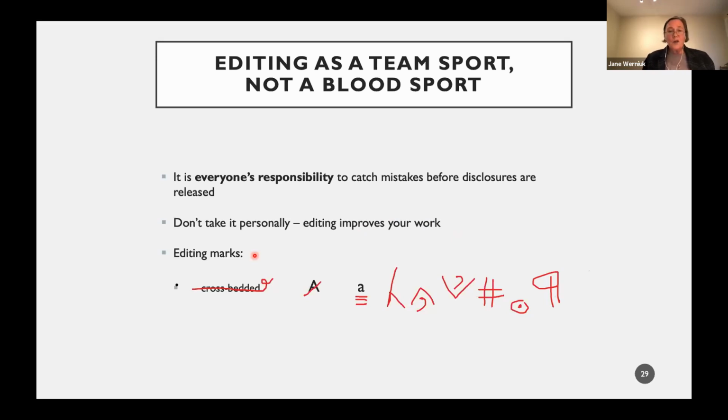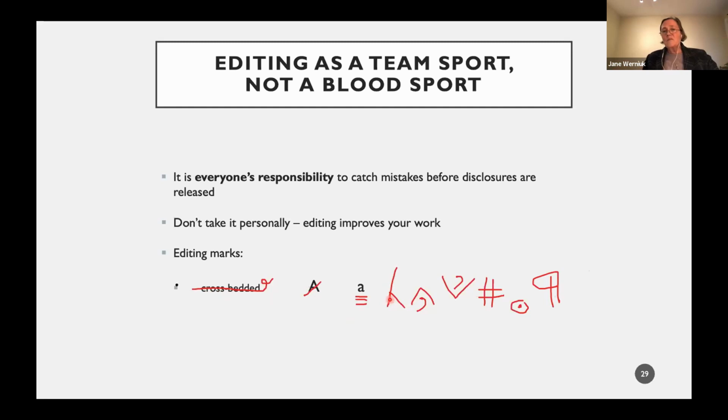And he showed me a few editing marks, and they're displayed on this slide in red. On the left, we have the long strike through cross-bedded, and that's the deletion symbol. Next is the capital A with a line through it, and that means take it down from capital and make it a lowercase. Next is a lowercase a with 3 lines under it. That means capitalize that A.